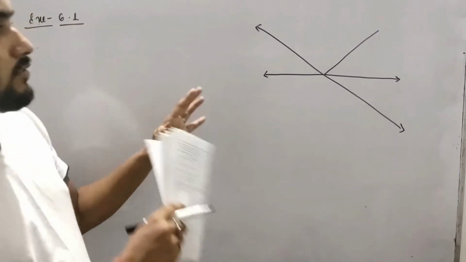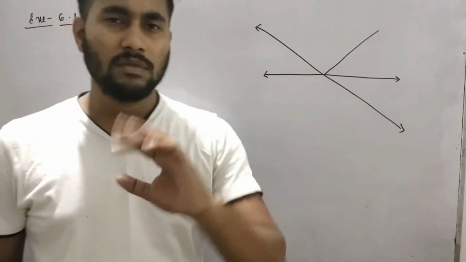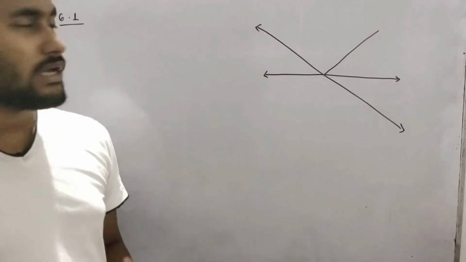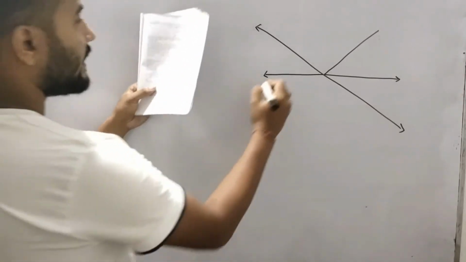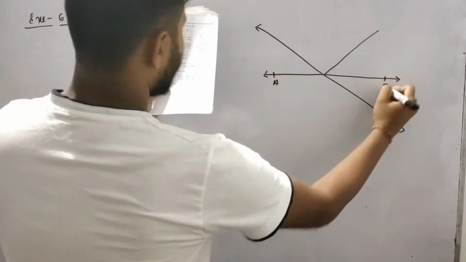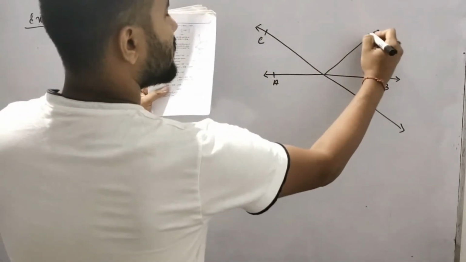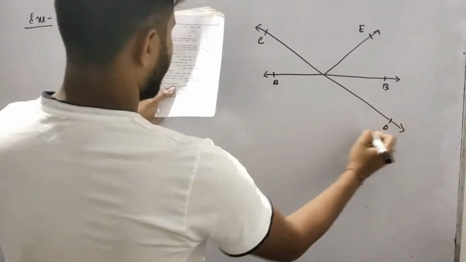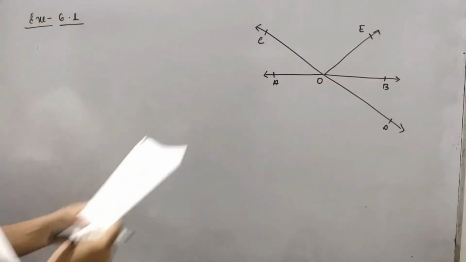So from there you try to find, okay, this is a straight line. So this will be a linear pair like that. These are the straight lines, so this will be vertically opposite angles. So this thing you have to make clear, okay? So name them, draw the diagram. This is A, this is B, this is C, this is E, this is D, and this is O.